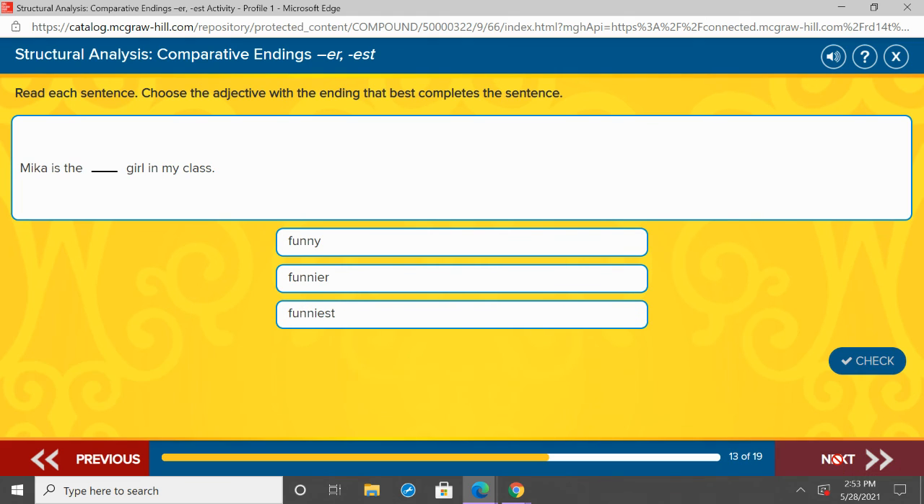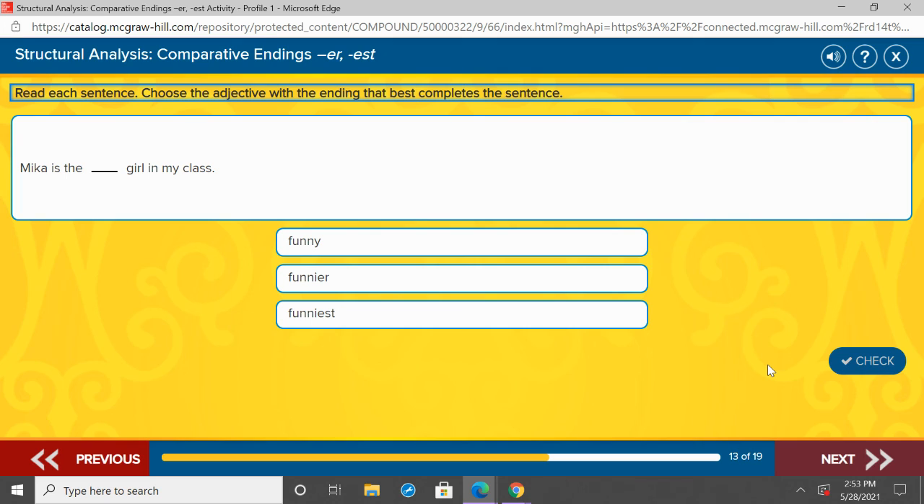Good job. All right, second grade, this is going to be our last one. Micah is the blank girl in my class. We need funny. Do we want funny, funnier, or funniest? Go ahead and pause me if you need to and pick your answer.